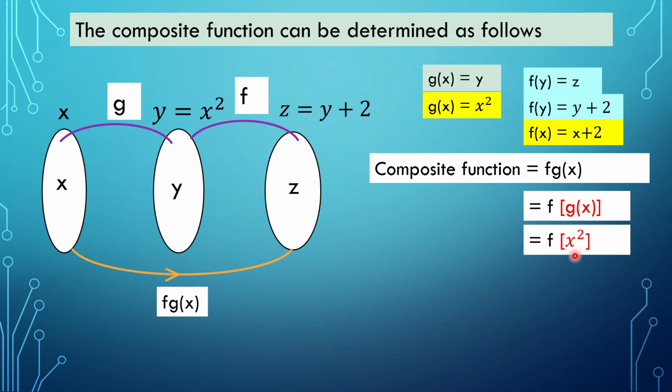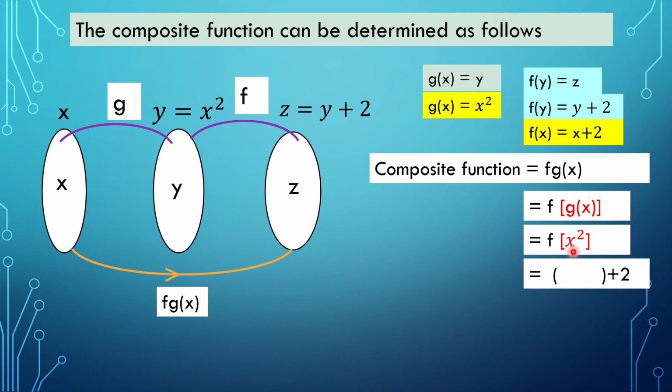Okay, so now replace g(x). If you look up there, g(x) equals x squared. So replace or substitute g(x) as x squared. So now you have f(x squared). Okay, the object of function f now is x squared. So now how do we substitute this or simplify?